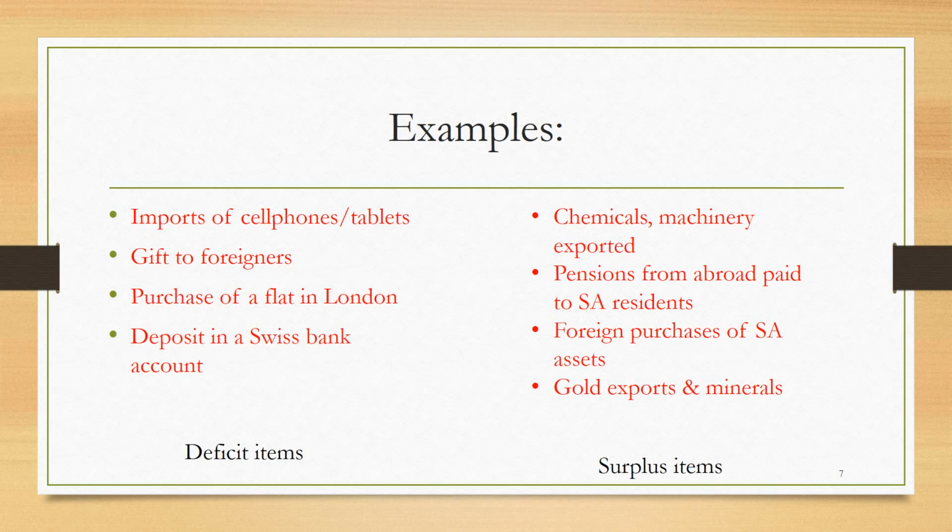So let's look at examples of deficit and surplus items. When you import a cell phone or you make a gift payment to a foreigner, you purchase a flat abroad, or put a deposit in a Swiss bank account, those are all deficit items on your balance of payments, as opposed to surplus items when we export our chemicals, for instance, and earn income in the process. Those will be surplus items on your balance of payments. You can go through some of those examples.